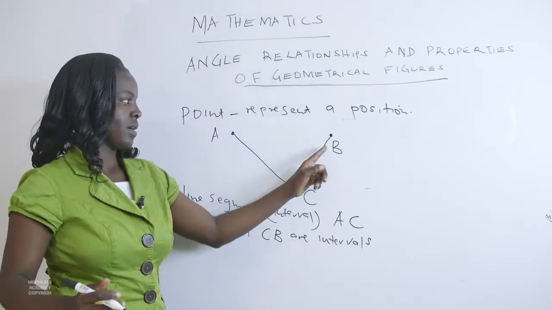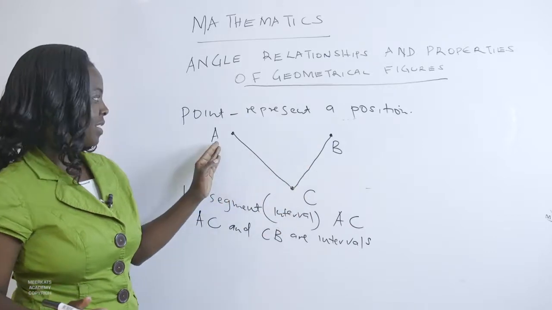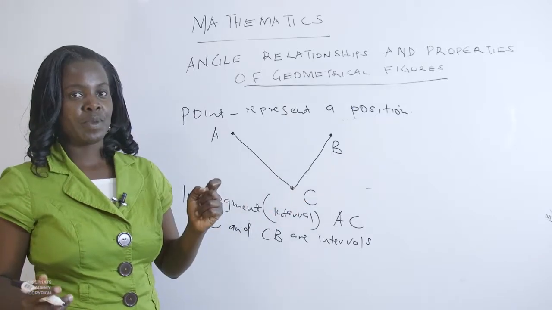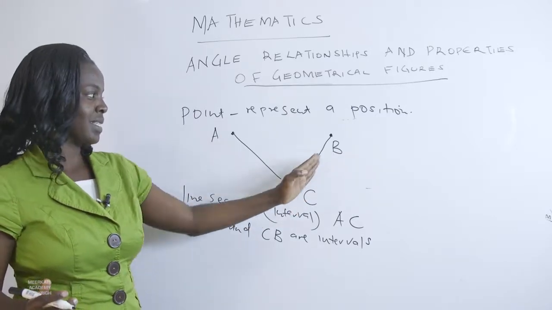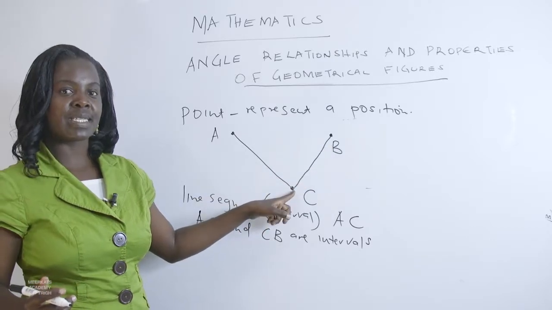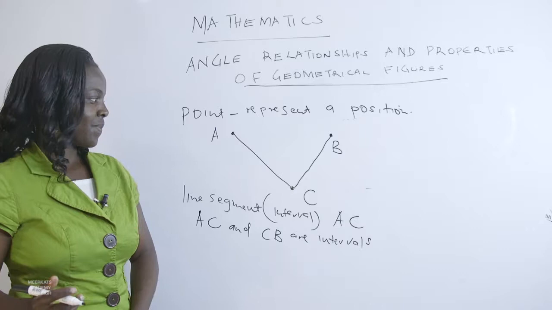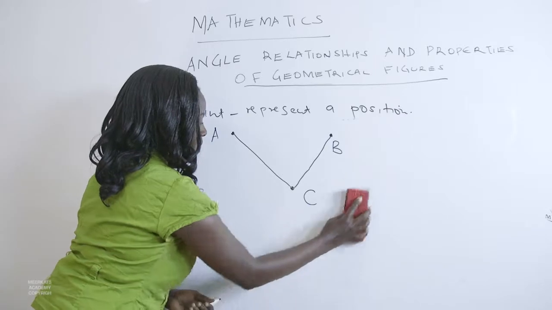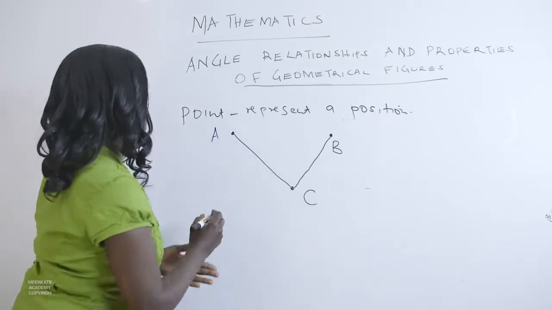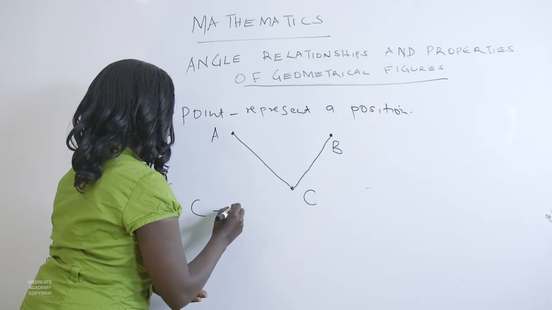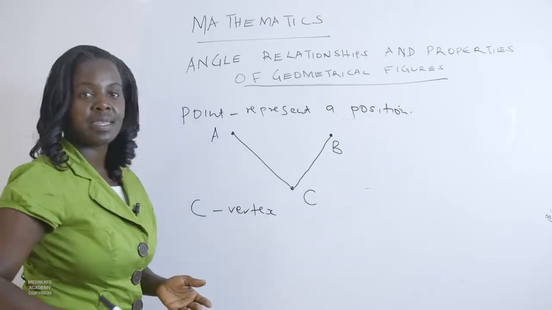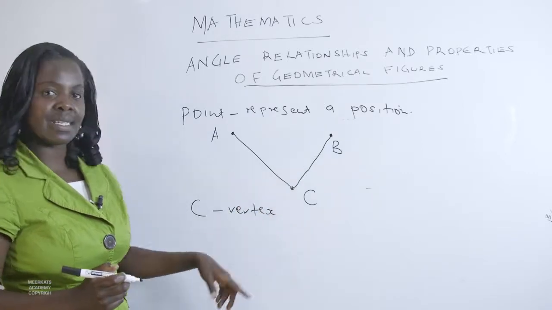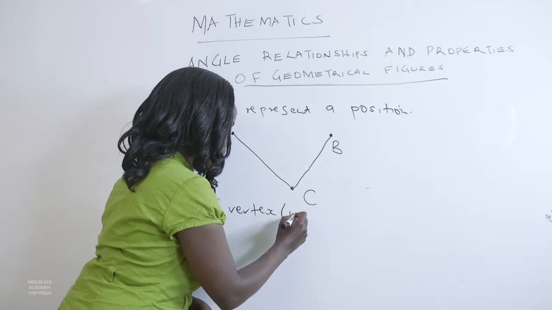So when we join A to C and C to B, we have interval AC and another interval CB. You realize that we have joined the 2 lines and they meet at point C. They meet at point C. So what do we call C? C then becomes a vertex. This is a vertex where 2 lines meet. A vertex is a point where 2 lines meet.